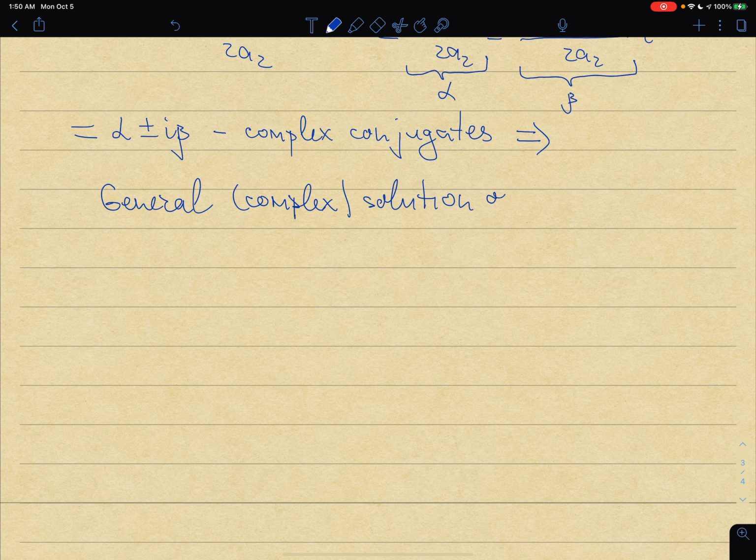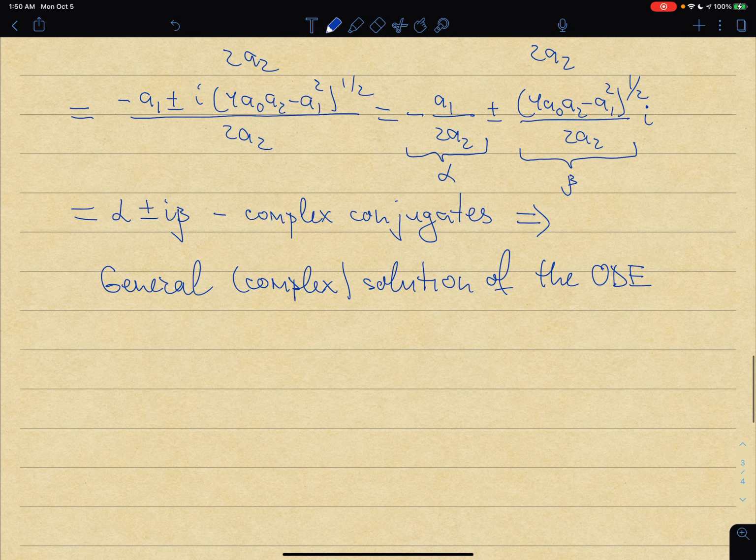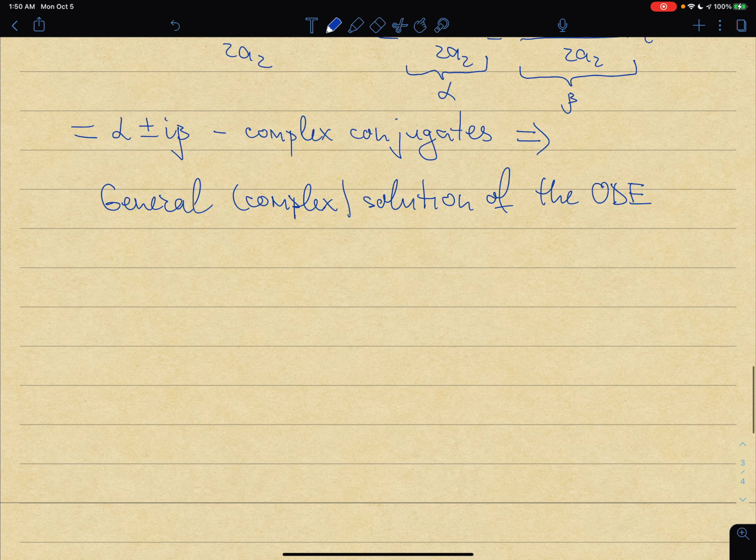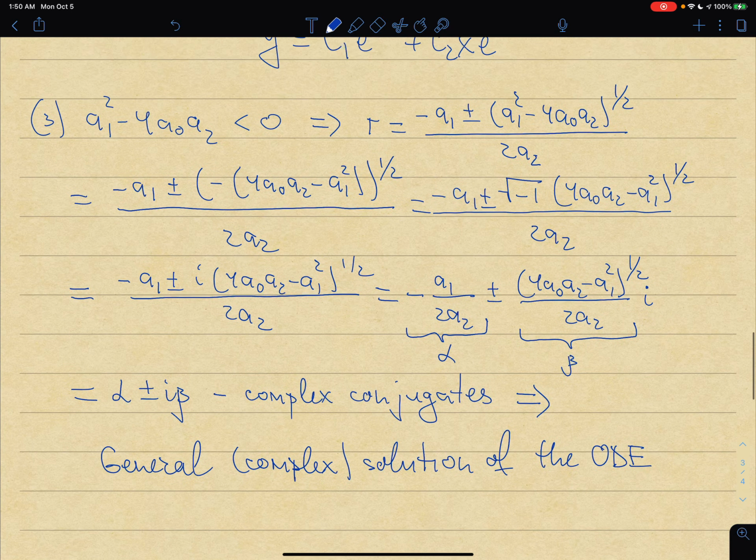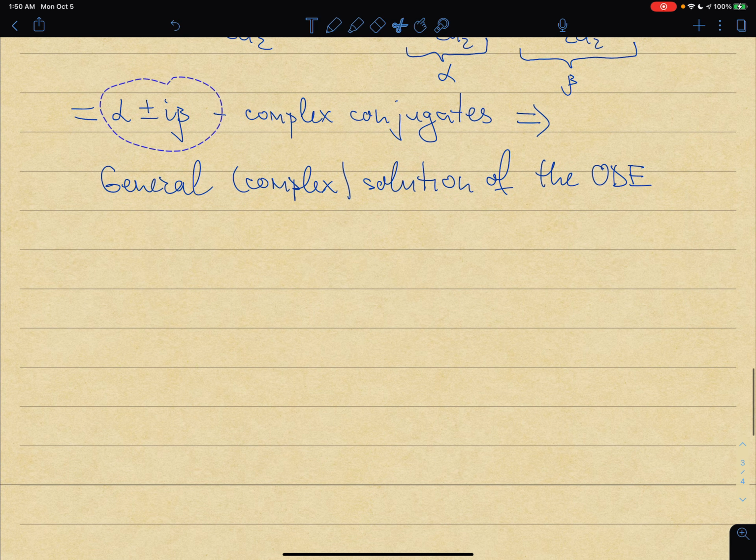Solution of the ODE is going to be a linear combination of e to the, remember, that's what we have done. We found two possible choices of r, right? There are two complex conjugate numbers. If r solves the characteristic equation, then e to the rx solves the original ODE.